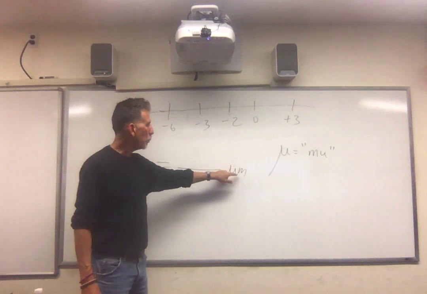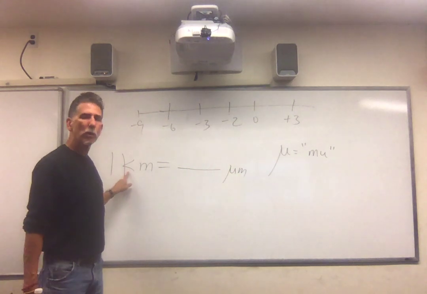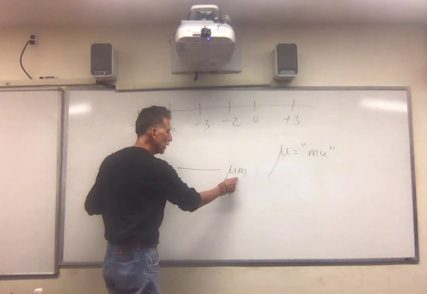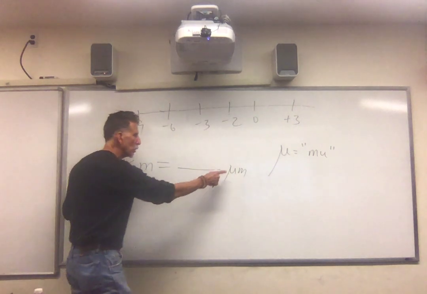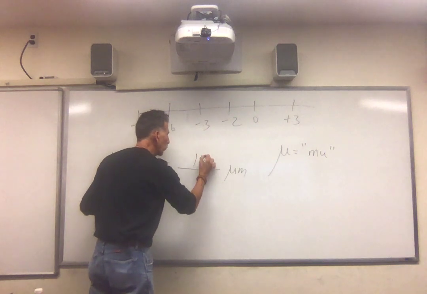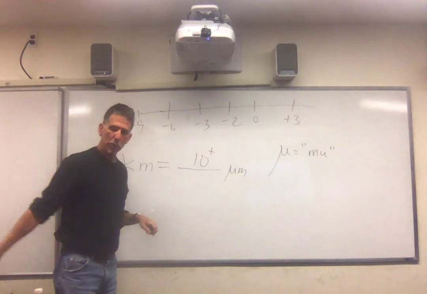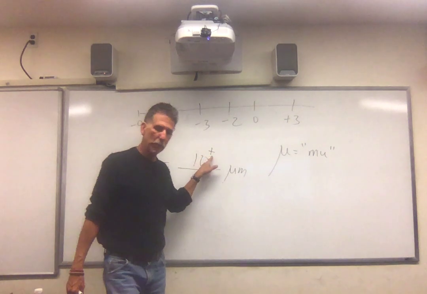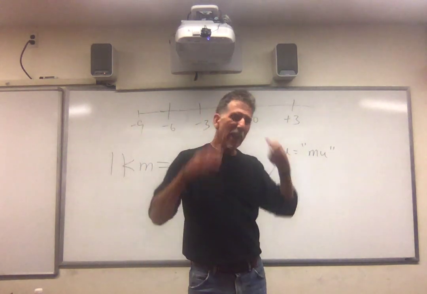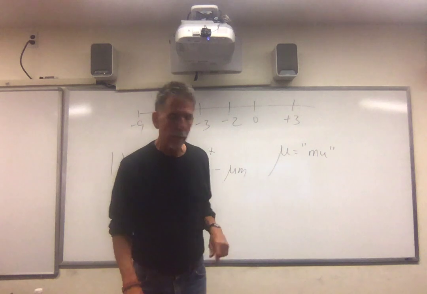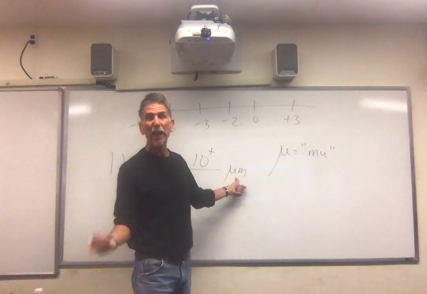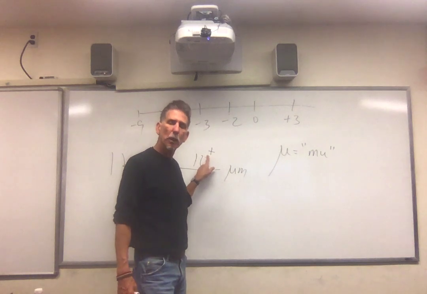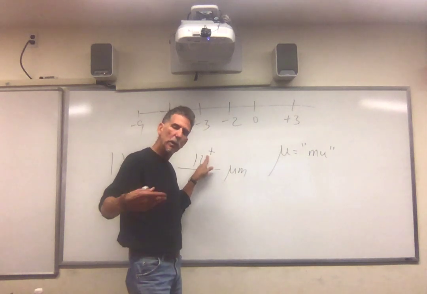Does everybody see that micrometer is much smaller than a kilometer? Whenever the object on this side of this type of equation is smaller, the exponent is going to be positive. Let me say this again. Smaller, the exponent is positive. As we said in class, this is contrary to everything we learned, right? When it's smaller, it's usually a negative thing. But for us, when it's smaller, the exponent is going to be positive. We'll see the reverse later.